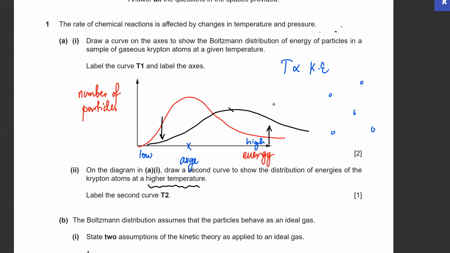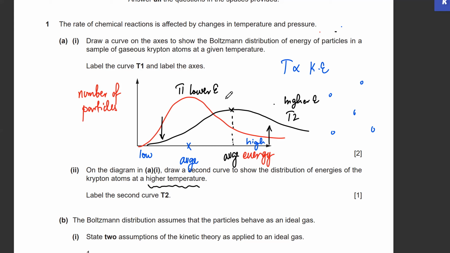The peak of the curve, which represents average energies, also shifts towards the higher energy end, because now the average energy is higher. So most particles would now have much higher energies. The curve moves to the right, and it becomes flatter. The particles are more distributed. This curve is T2, and the previous one was T1. T2 is at higher energy, and T1 is the lower energy curve, where the gas is at a lower temperature.